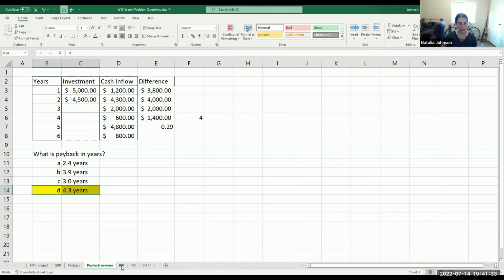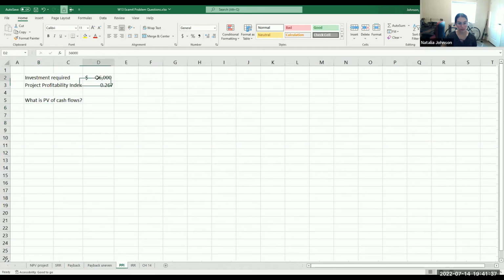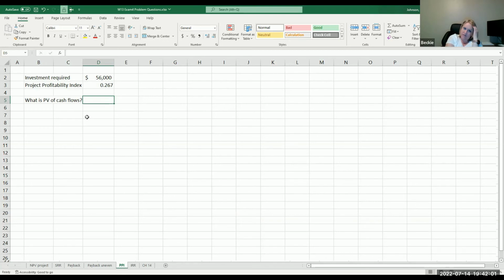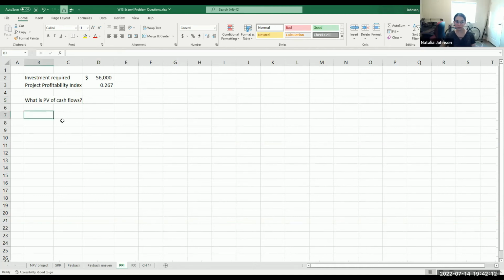Okay. Now, if they give you an investment of 56,000, and then they give you the project profitability index, it's 0.267. What is the present value of cash flows? So you're going to have to do 0.267 equals X over 5,600, is that right? Or is it the other way around? How do you know that? Well, because we don't have the present value, so it's present value over the investment required.